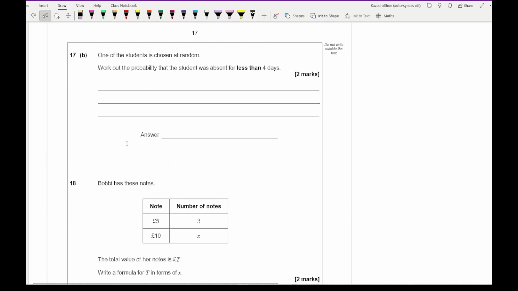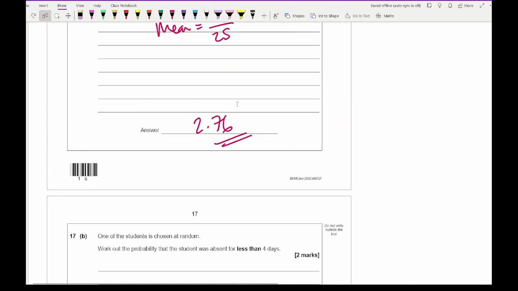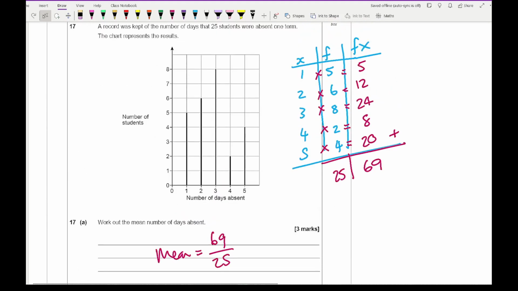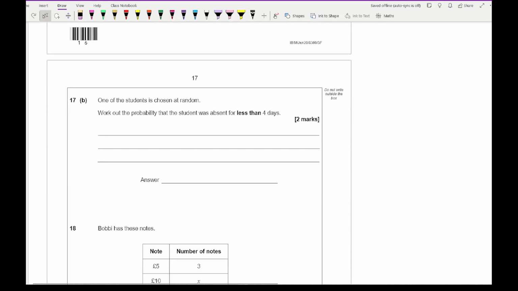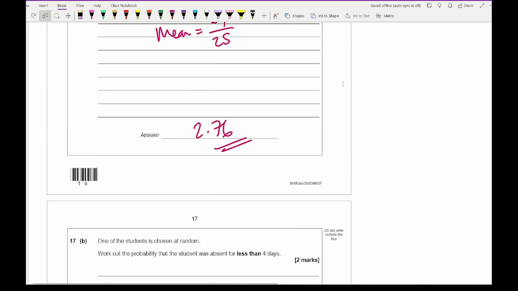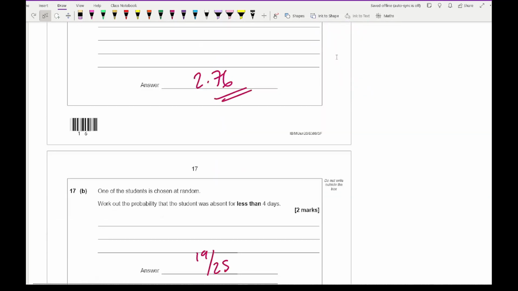So it then says one of the students is chosen at random. Work out the probability that the student was absent for less than 4 days. Well, how many students were absent less than 4 days? That's going to be 8 plus 6, which is 14, plus 5, which is 19. So it's going to be 19 over 25. And how I've done that is just simply add the first three numbers: 5 plus 6 plus 8, which is 19. And then there's my answer.